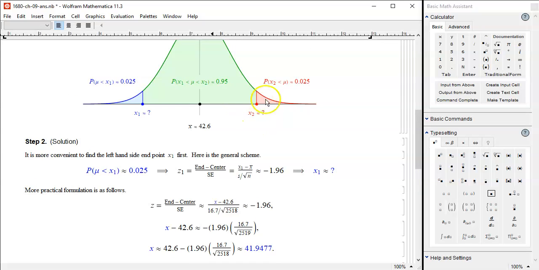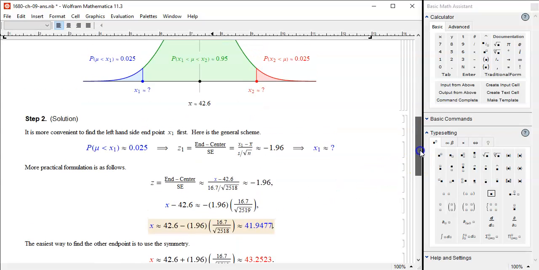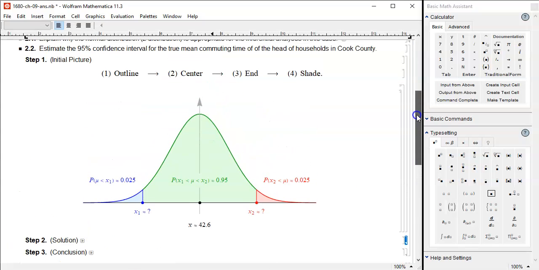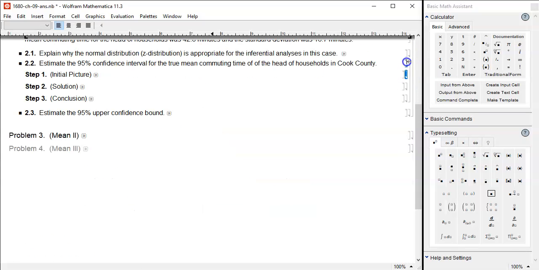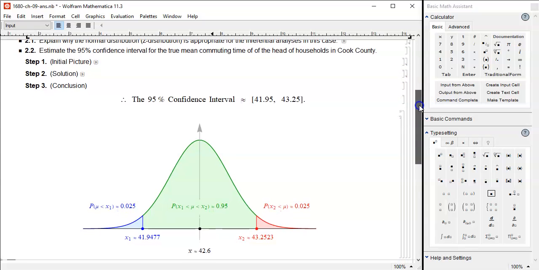If you try to find this one first, that's okay too, except that you get this one first and then change this plus to minus, and that gives the other endpoint. Either way, it works out. It doesn't matter which one you do. I just happen to do it to the left. Finally, here's the conclusion. The 95% confidence interval is 41.95 to 43.25. And here's the picture.